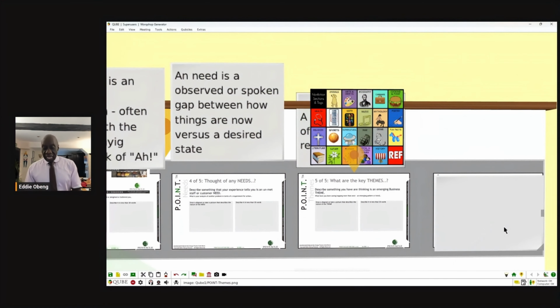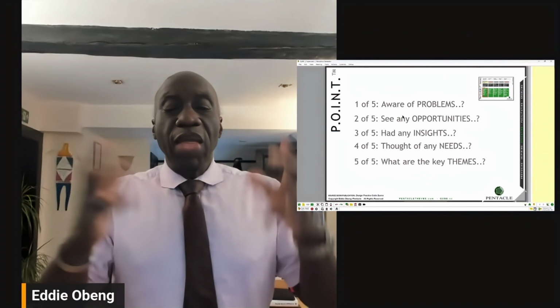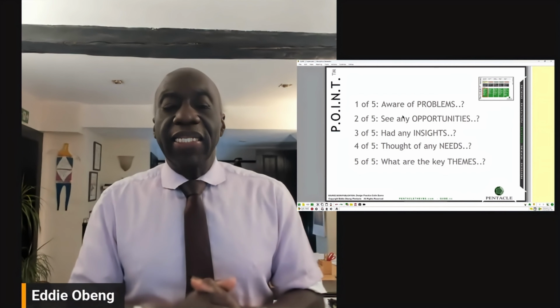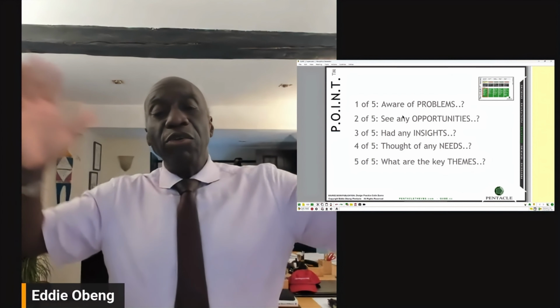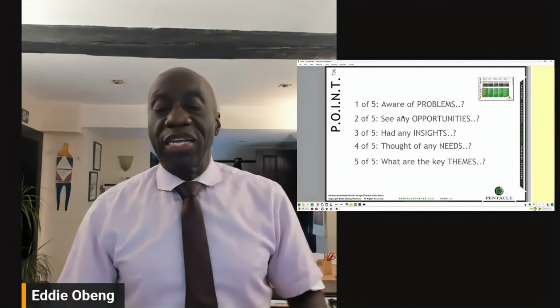And these all come together and they create what we call the PINT, which is called point. Take your data. Are we aware of any problems? Capture those on the first sheet I showed you. Are there any opportunities? Capture those. Any insights? Any thoughts of any needs? What are the key themes? And that allows you to structure data when you have a lot of it and you can't figure out what to do with it. So that's point.